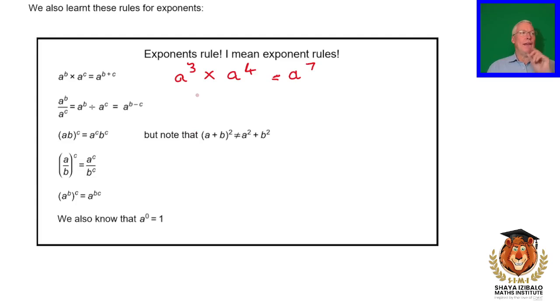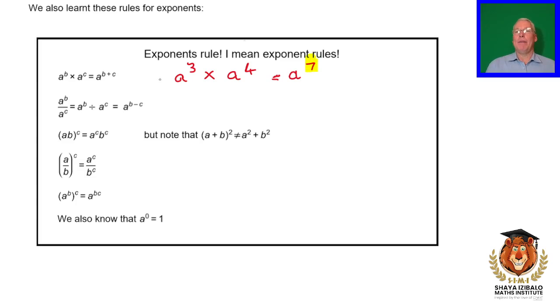Because a cubed means a times a times a, 3 of them. A to the 4 means a times a times a times a, 4 of them. Altogether, we've got 7 a's multiplying together, and the shorthand for 7 a's multiplying together is to have a with a little power of 7.